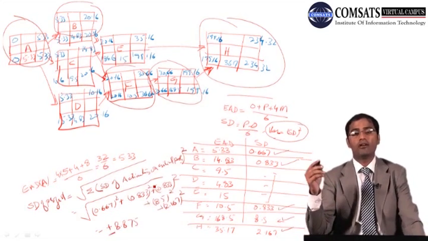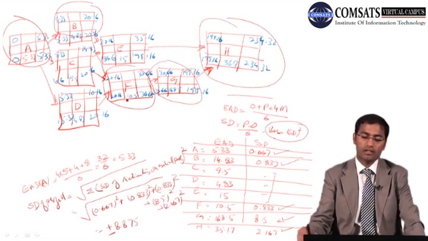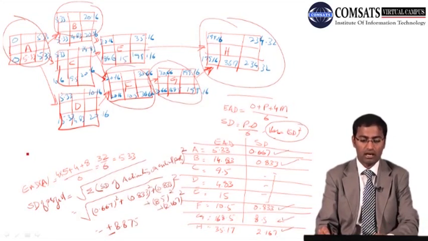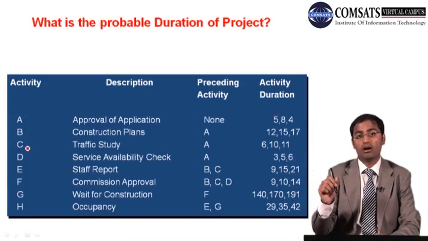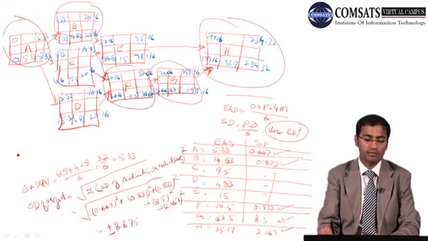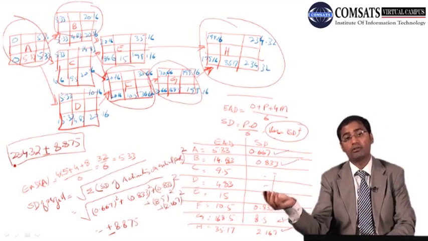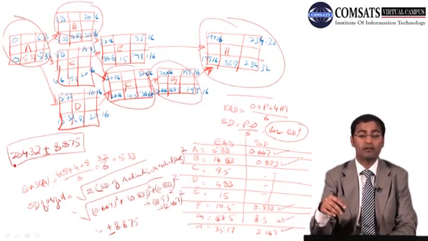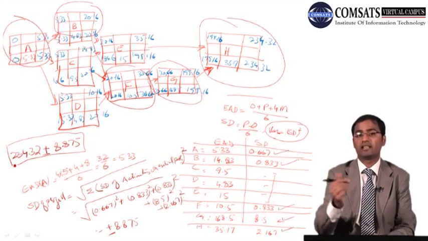Okay, so now we can tell the duration of our project, and that was asked over there. What is the probable duration of the project? I can tell you that the project duration will be 234.32 plus or minus 8.875. Now that is the duration. That may be more than 234 and that may be lesser than 234. So that is how we use PERT to find out our duration. So that is the case study for PERT.